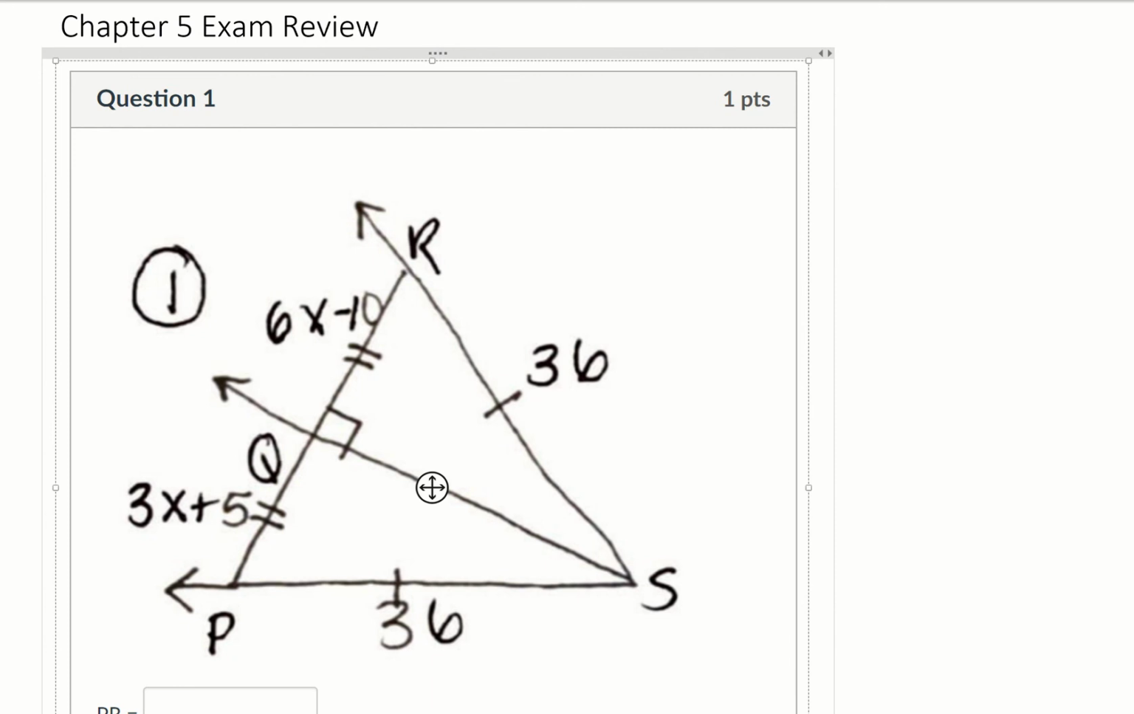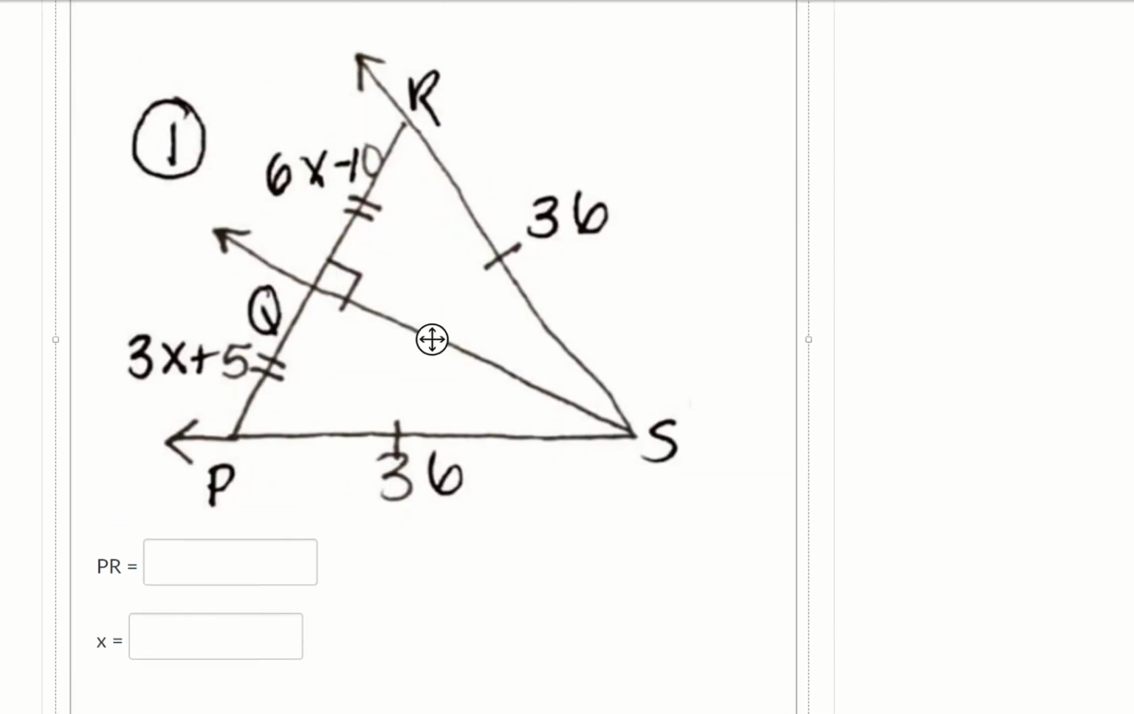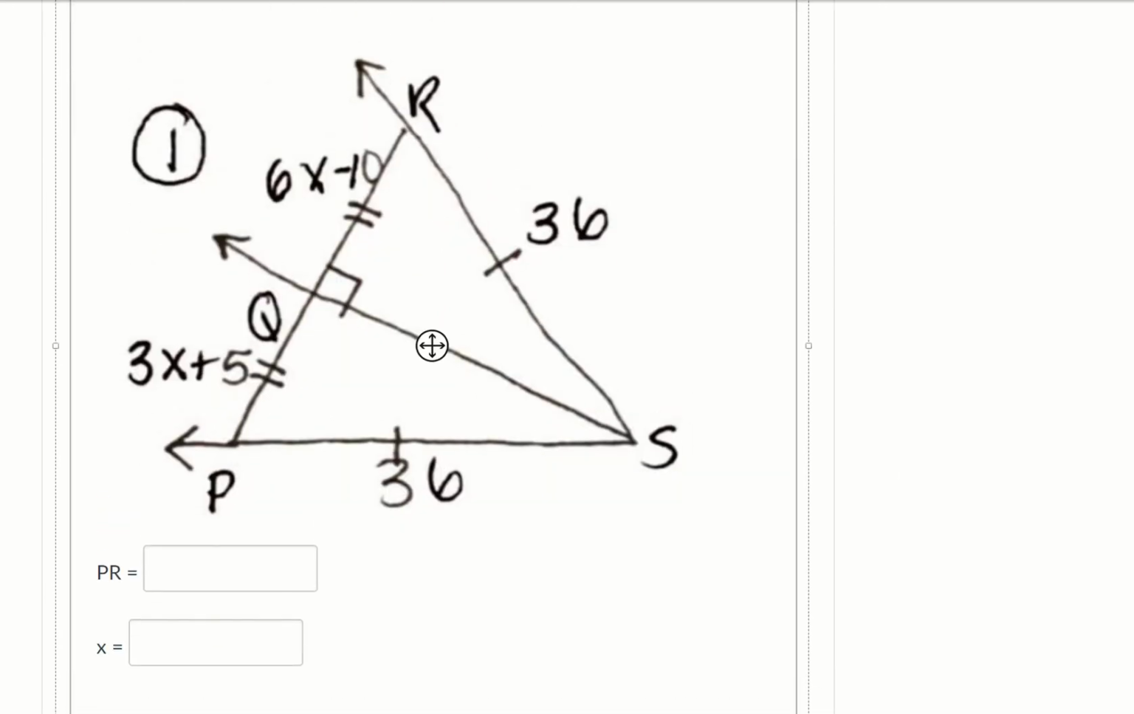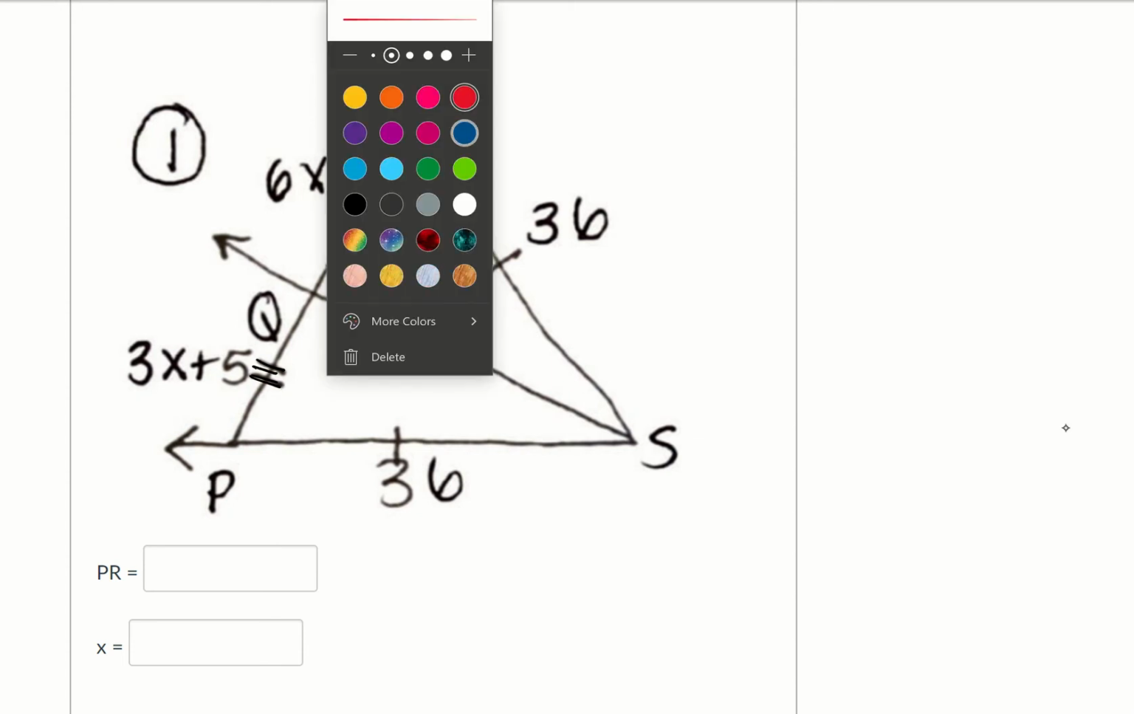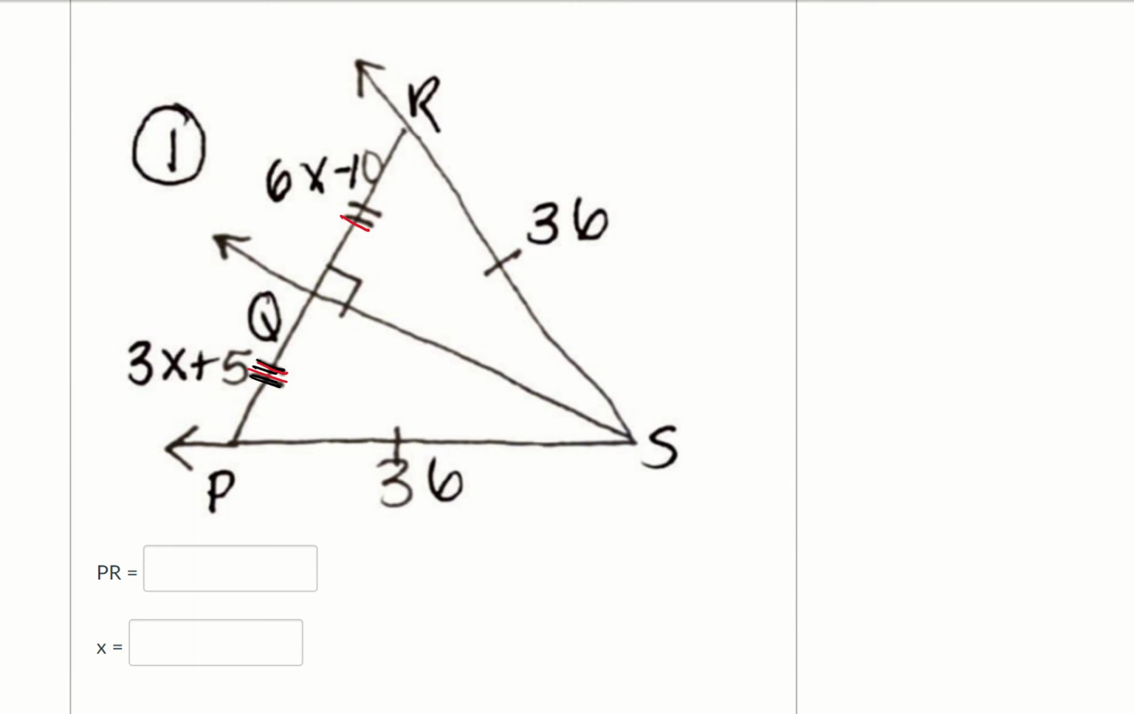Right, so we're looking for PR and X. Let's go ahead and find X first, and then we'll use X to find PR. Notice that in this diagram, they told you that this is the same distance. This right here is the same distance as that. So that means these have to be equal to each other. So it's just a matter of solving that equation.